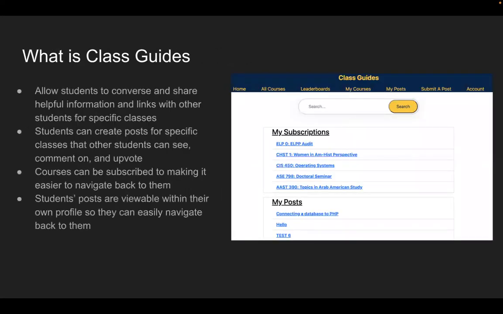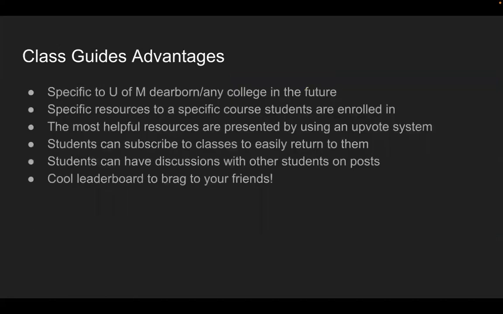So Class Guides allows students to converse and share helpful information and links with other students for specific classes that they can subscribe to and post to. They can create their own posts for specific classes that other students can see, comment on, and upvote, as well as have discussions, which is what the comments are meant for. Courses can be subscribed to, making it easier to navigate back to them from the home page or from their My Courses page. And students' posts are viewable within their own profile, so they can easily navigate back to them.